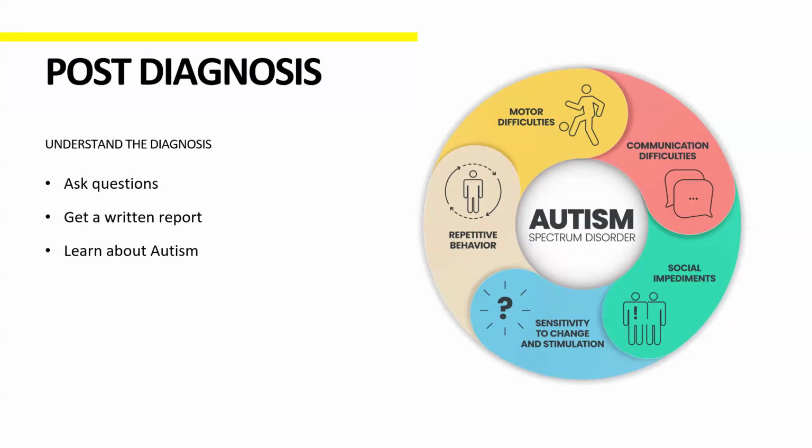And finally, learn about the diagnosis of autism. Some reliable sources are the Autism Society, state or local autism organizations, books or podcasts by autistic self-advocates, and the Captain website.